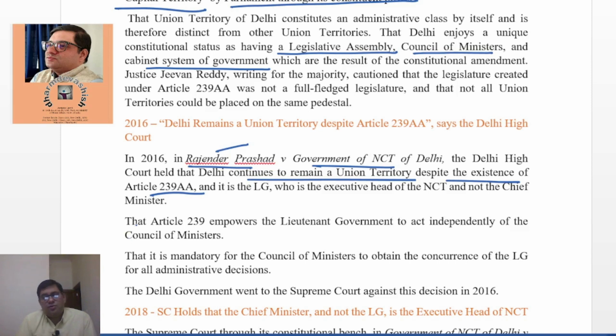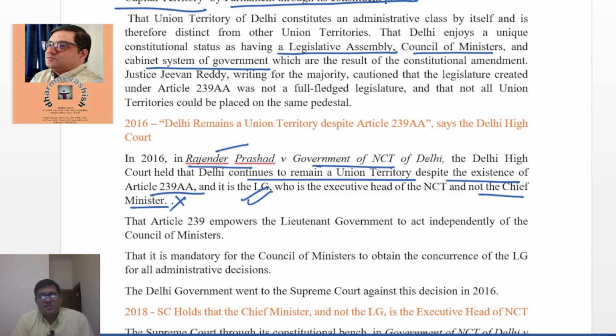To the question of who is the executive head of the NCT, whether it is the Lieutenant Governor or the democratically elected Chief Minister, the Delhi High Court held that it is the LG who is the executive head of National Capital Territory of Delhi and not the Chief Minister. So according to the Delhi High Court judgment in Rajendra Prasad versus Government of NCT of Delhi, it is the LG who is the executive head.